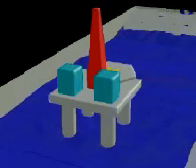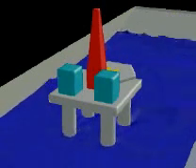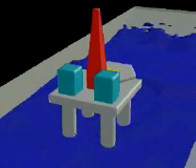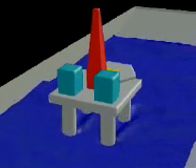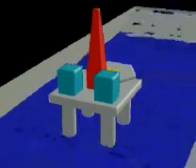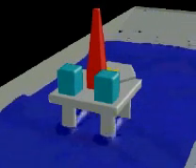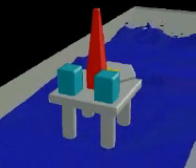However, there are situations in which scale models are tested with CFD, like this simulation of waves hitting an oil platform. It was set up to predict a model scale flow in order to compare with data from an experimental model test.